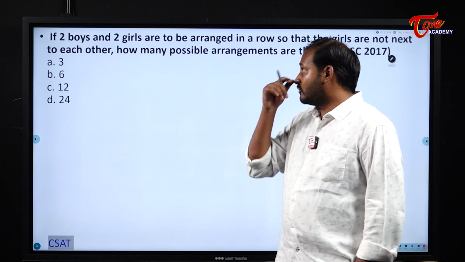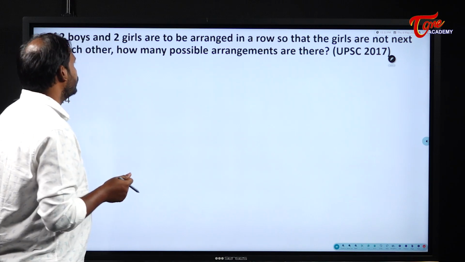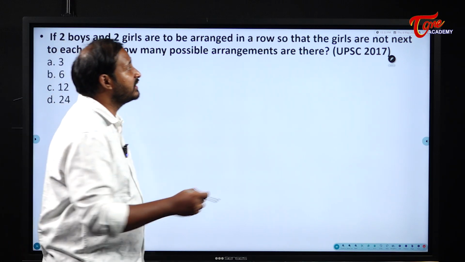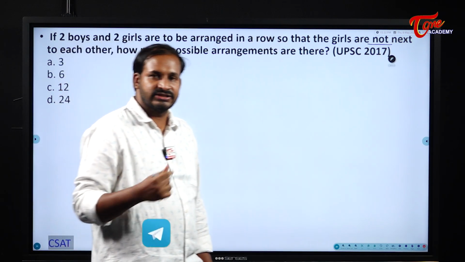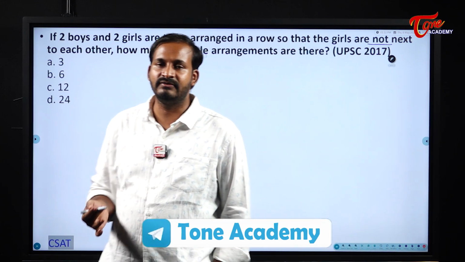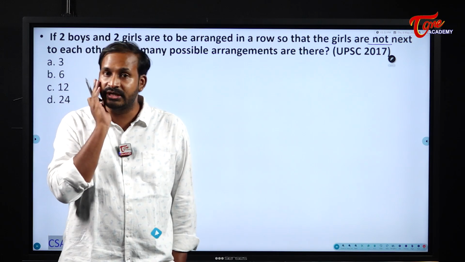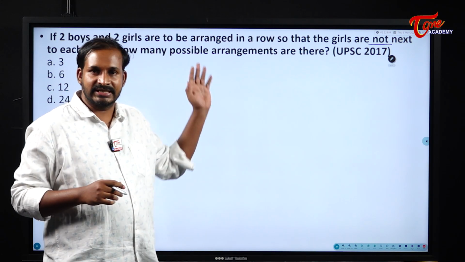If 2 boys and 2 girls are to be arranged in a row, so that the girls are not next to each other, how many such arrangements are possible? See here, students, this question may look like a seating arrangement question, but we will solve this one with the help of permutations and combinations. Already we are done with that concept, so we will apply the same thing here.